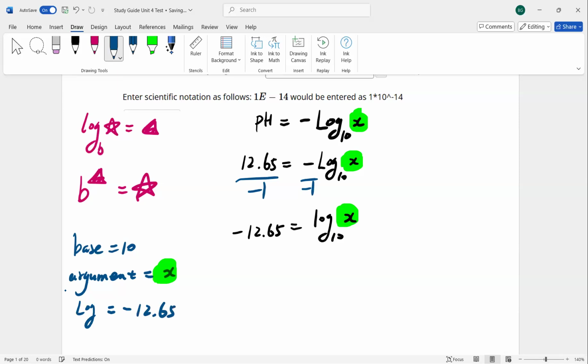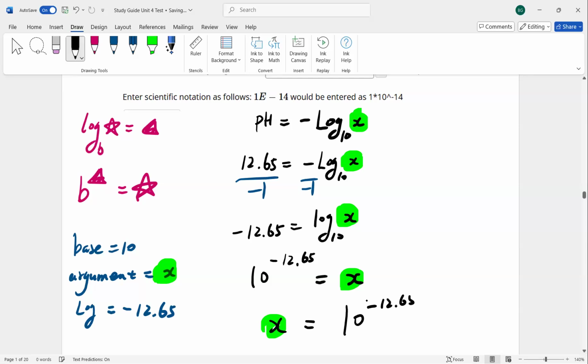All right, let's convert now. The base is 10, carry the log on the shoulder, negative 12.65 equals argument. Argument is x, right? And that's the x we're trying to figure out. We want to know what's the x. So here, that's the x. And x equals 10 to the power negative 12.65.